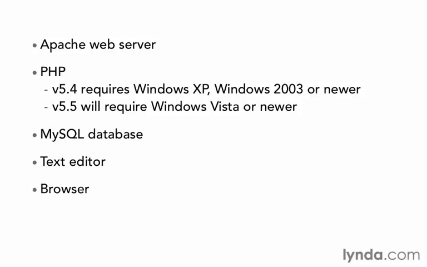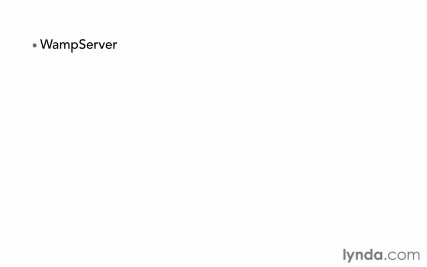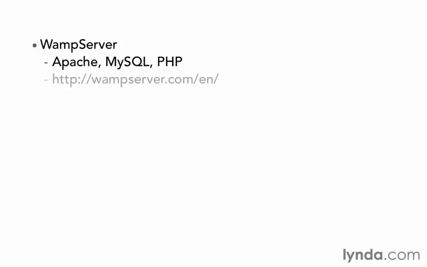For Apache, PHP, and MySQL, we can install the WAMP server. WAMP server is an all-in-one built-in package that contains all three of these. So we can just solve all of our problems right there by installing the WAMP server. It's available for download at wampserver.com/en. And we'll take a look at that and we'll actually download it together. That will allow us to have an environment where we can do our PHP development. It makes it really easy.